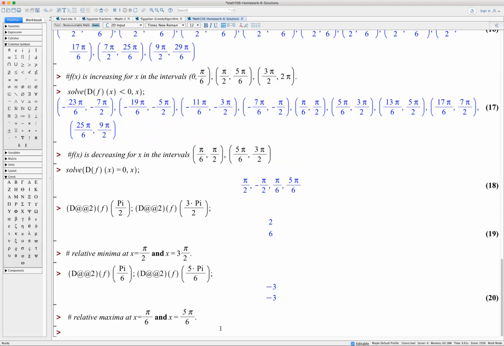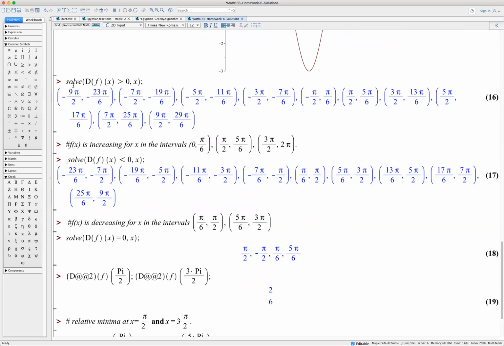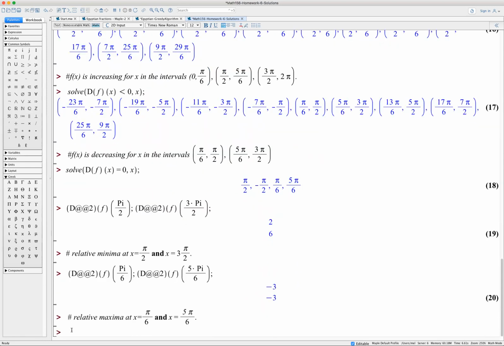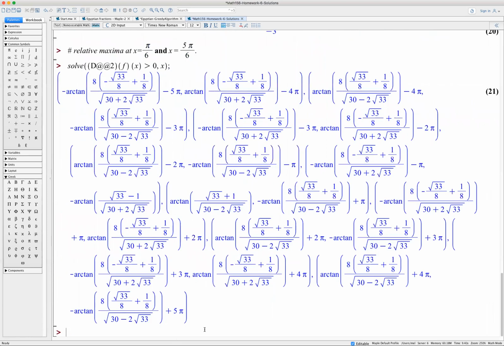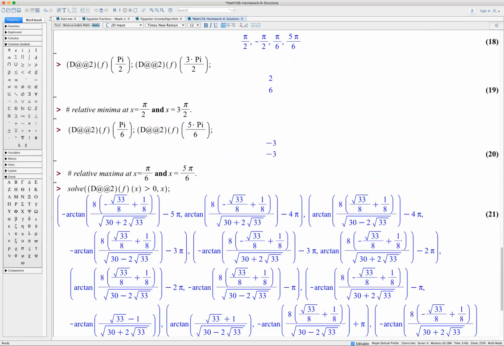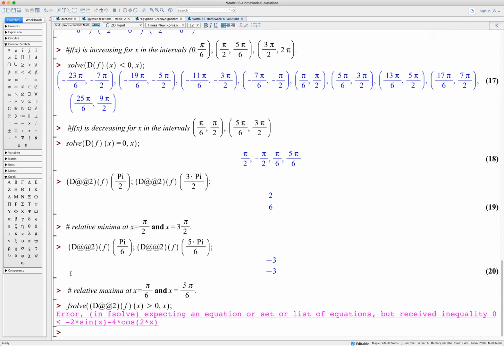What about where the curve is concave up and concave down? So if we want to know where the curve is concave up, we want to find where the second derivative is positive, and we get a lot of intervals, none of which are in a form I like, and you can't use f-solve with an inequality. You only can use solve.